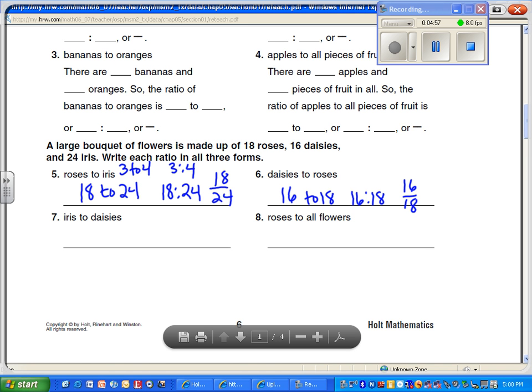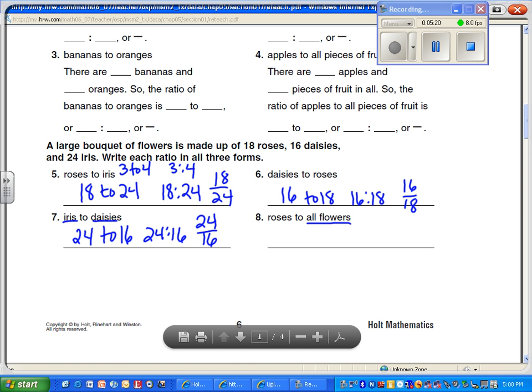Iris to daisies, it's going to be 24 to 16. And make sure, hopefully you're noticing that I'm going in the order that I'm asked. It says iris to daisies, so iris is first, then the daisies.